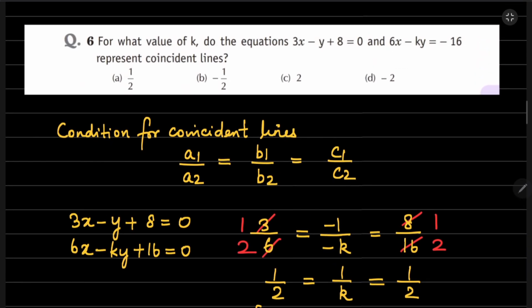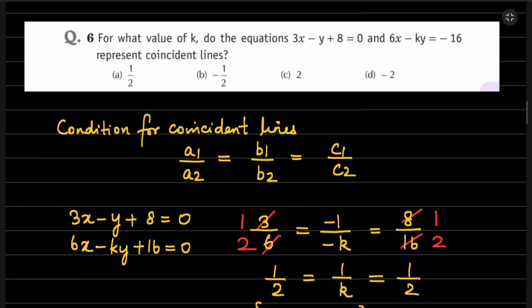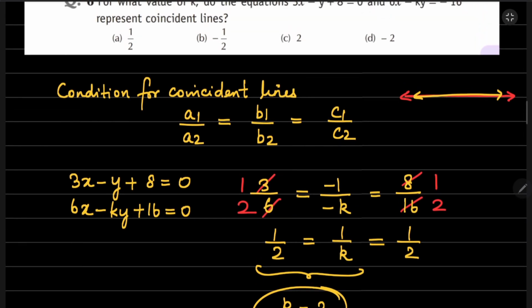So in order for these two equations to represent a coincident or overlapping line, the value of k has to be 2. If you put k equal to 2 here, then these two equations will represent coincident lines. What do you mean by coincident lines? You have one line and the other line will be coinciding, overlapping the previous line. This is what is called coincident lines. Clear?